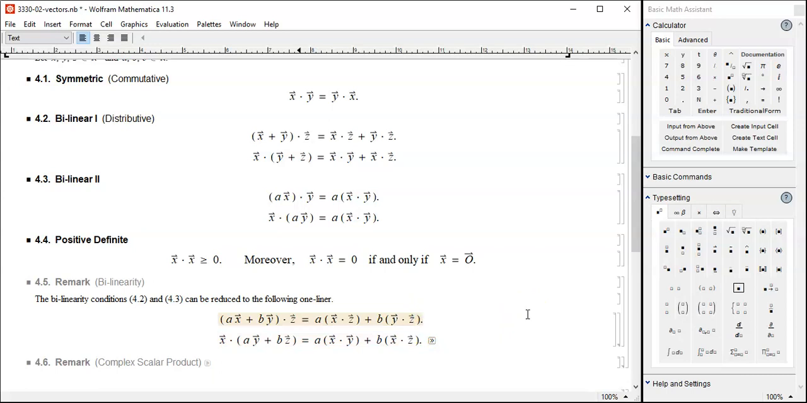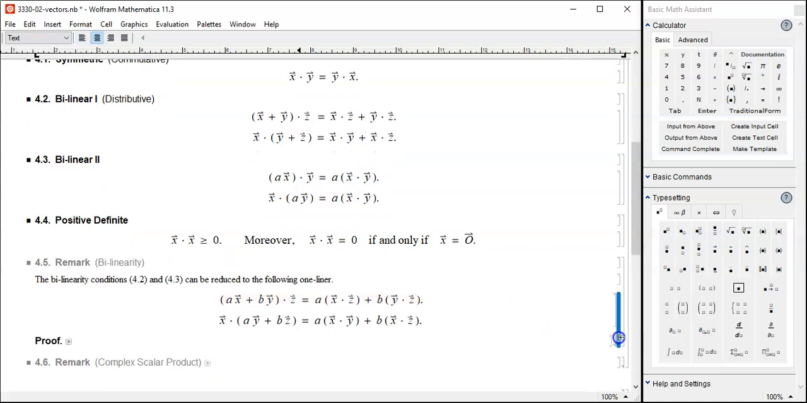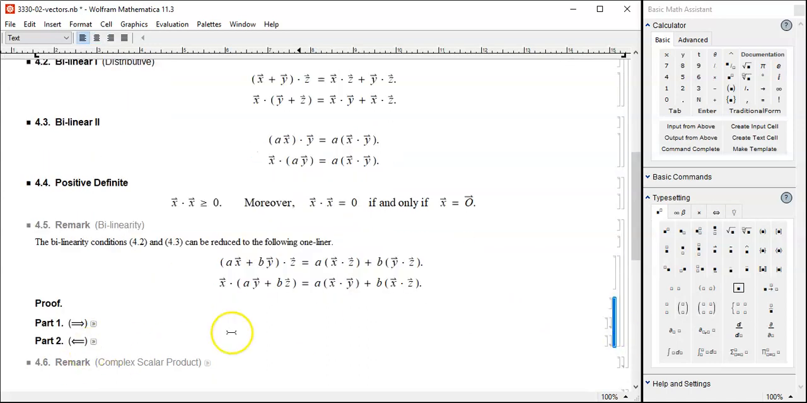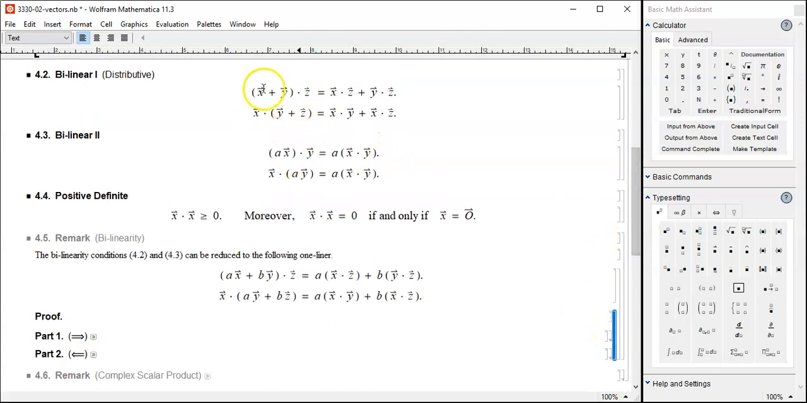Now, this remark is talking about how it can be reduced, so these two are equivalent. In other words, you have to prove the equivalence. One implies the other, and also the other implies the first one. Okay, part 1 of the proof. We want to prove that these two, 4.2 and 4.3, imply this one. And part 2, we're going to go the other way around. Okay, part 1. How do we prove this? Start from the left-hand side and then apply 4.2 and 4.3, and then we have to get to the right-hand side.